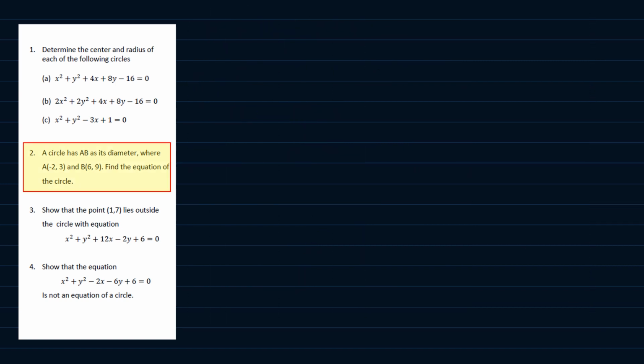On number 2, a circle has AB as its diameter, where A is minus 2 and 3, and B has coordinates 6 and 9. Find the equation of the circle. Now, this is a very common question, and I'd want you to pay attention to how we can work it out. So we have a circle here, and we have a diameter here. The diameter is A and B, right? So the center should be at the middle here. I'll just call the center C.